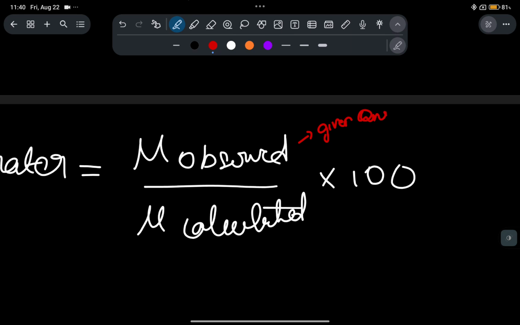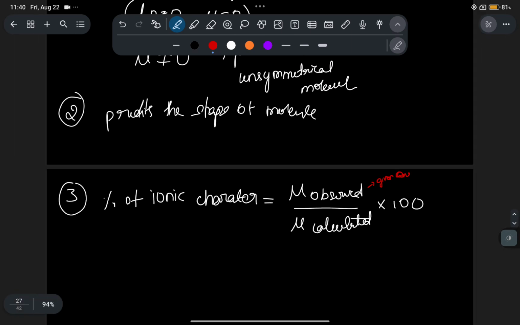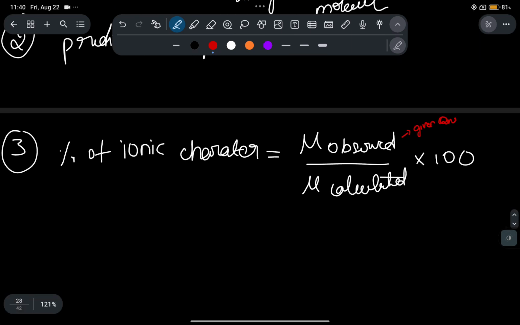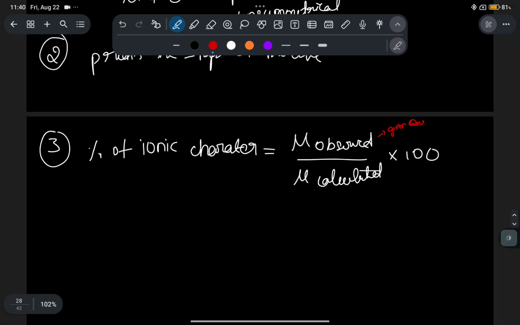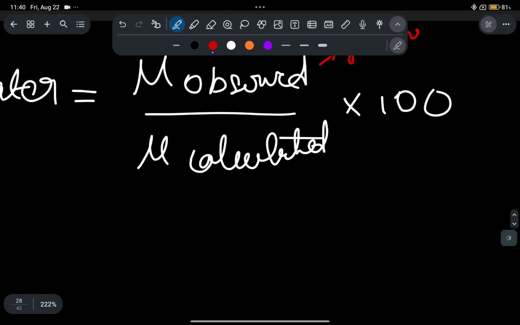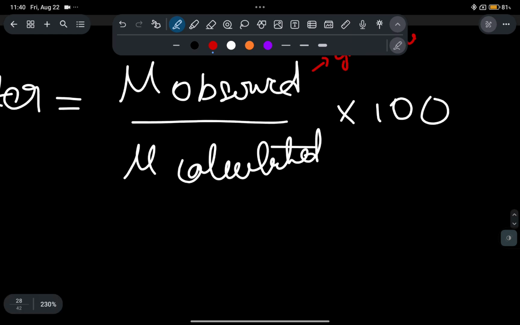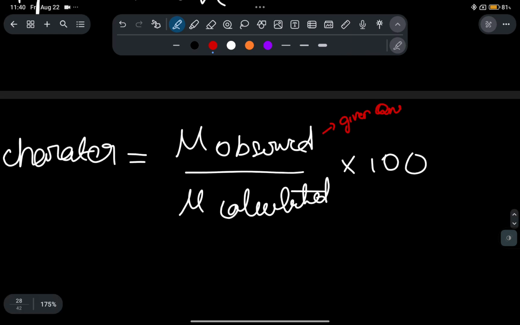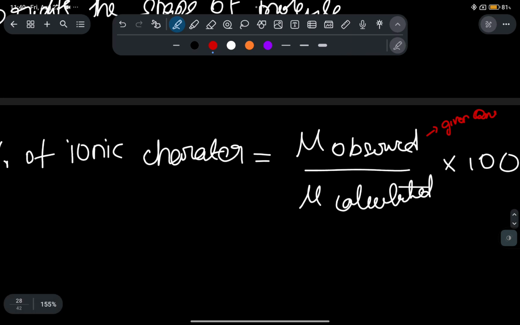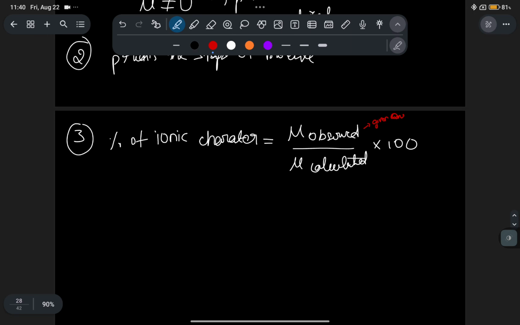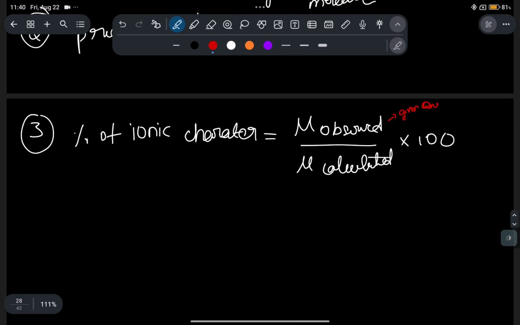And you should calculate correctly. The calculated value they will not give, or the ionic character they will give. Then to find the ionic character, you should calculate the calculated value by using the charges and distance. Mu observed they will give, and by the ratio into 100, you can find out the percentage of ionic character present in that molecule.